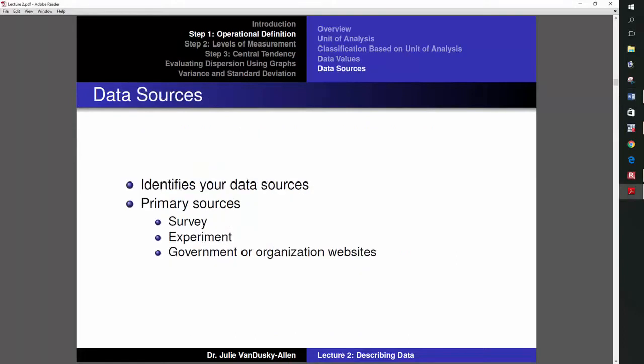The last step in describing your operational definition is identifying your data sources. There are many places we can find data. We can conduct a survey or experiment. We could use data from government or organization websites. All of these are known as primary sources.